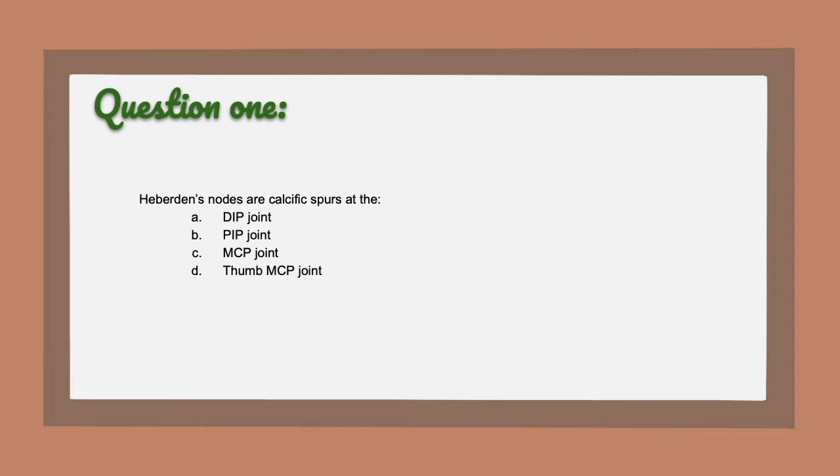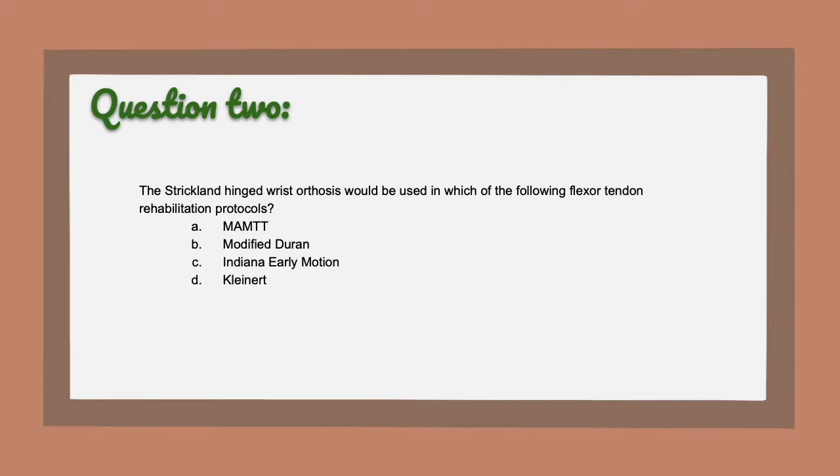Question 1. Heberden's nodes are calcific spurs at the A, DIP joint, B, PIP joint, C, MCP joint, or D, thumb MCP joint. Question 2. The Strickland hinged wrist orthosis would be used in which of the following flexor tendon rehabilitation protocols?